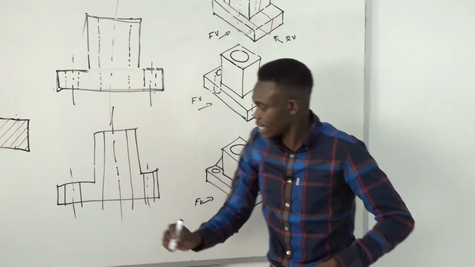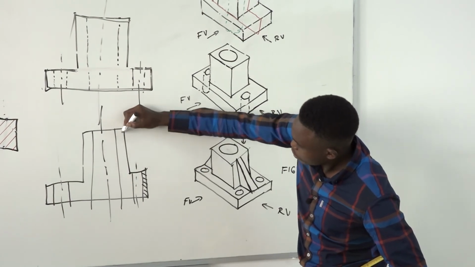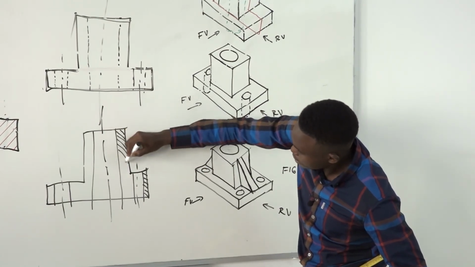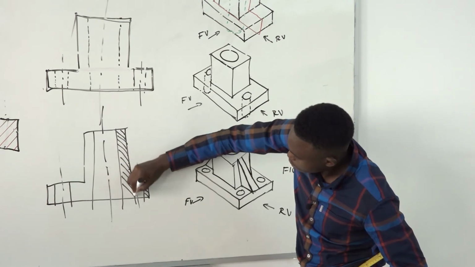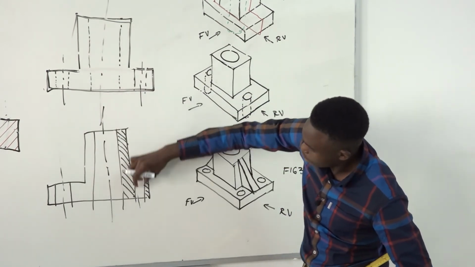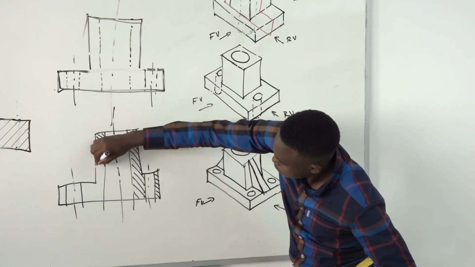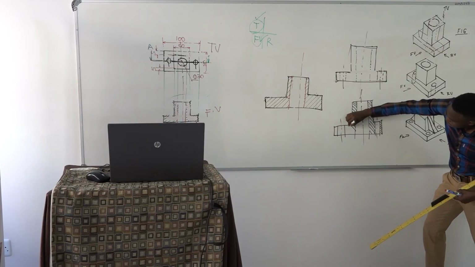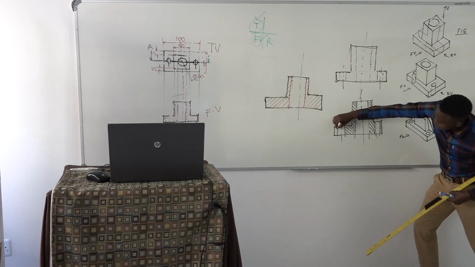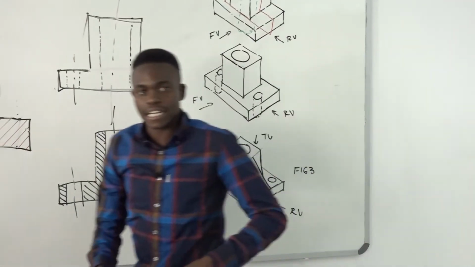Now you can start sectioning. You do not section your hole, please. Do not section your holes. This is our hole, remember? That's our hole. That's why I do not section these holes. Like that, like that, using a 45 degrees set square. So this would be your full sectional front view.